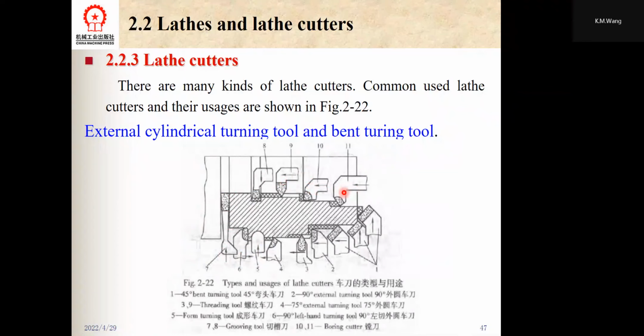From the previous video, we know that different lathe cutters have different works. External cylindrical turning tools are used for turning external cylindrical and conical surfaces. They are straight turning tools and bent turning tools.